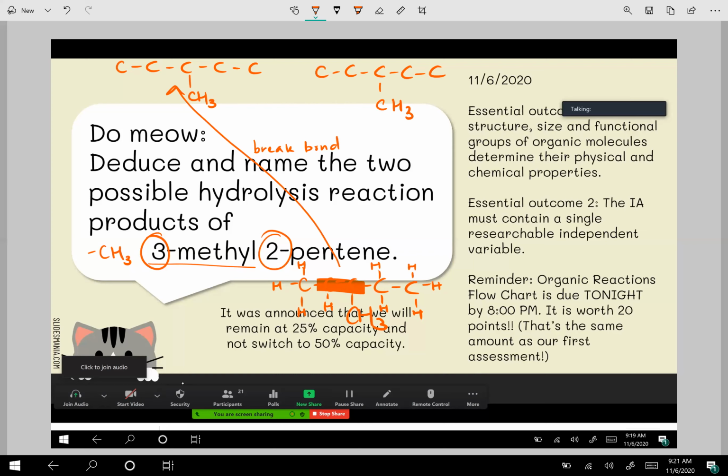The difference between these twins is where that OH goes. On one of them, it can go on the second carbon, and on the other, it can go on the third carbon. So we have OH, OH, and then I can fill in the rest of my hydrogens. 1, 2, 3, 4, 5, 6, 7, 8, 9, and 10 of them. Same on this one.